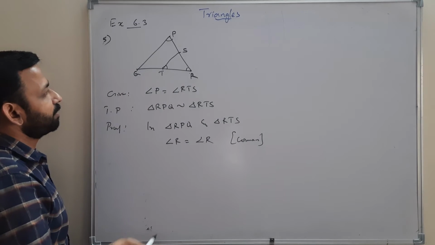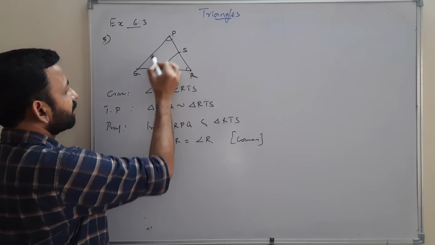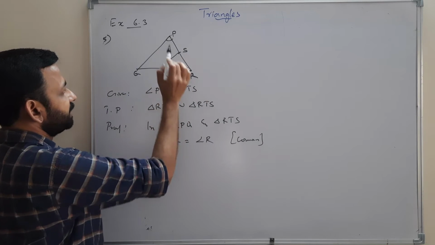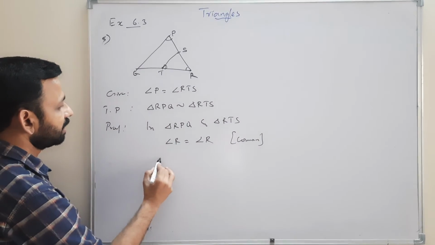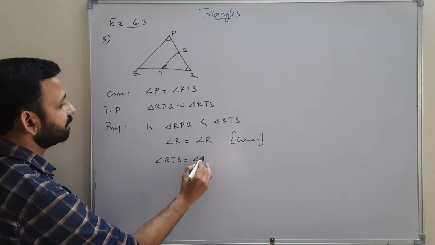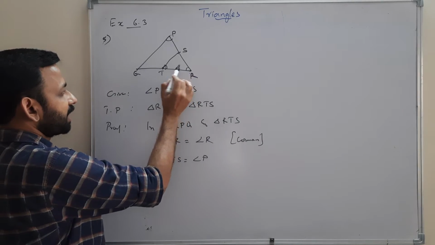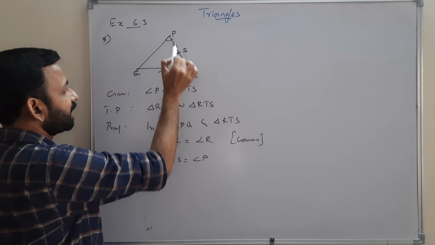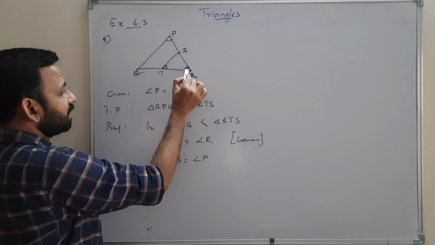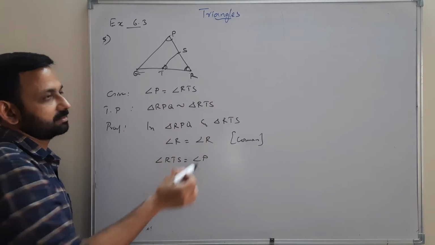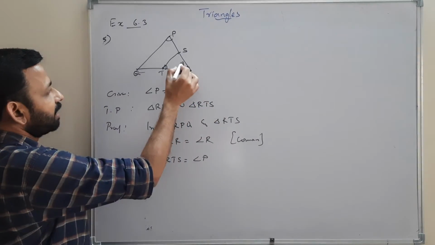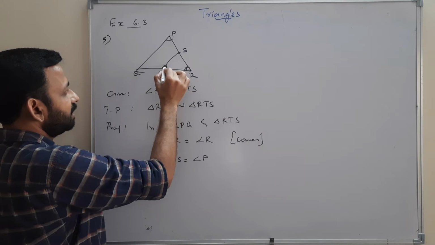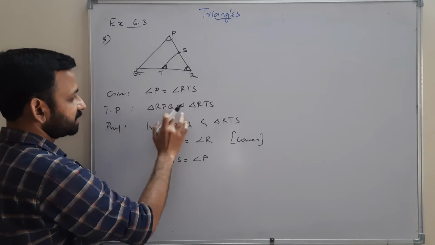Angle R is equal to angle R, common. When we take triangle RPQ and triangle RTS, angle RTS is equal to angle P, that is given. So in triangle RPQ, angle R of triangle RPQ is equal to angle R of triangle RTS. Reason: common. Then angle P of triangle RPQ is equal to angle RTS of this triangle, that is given.